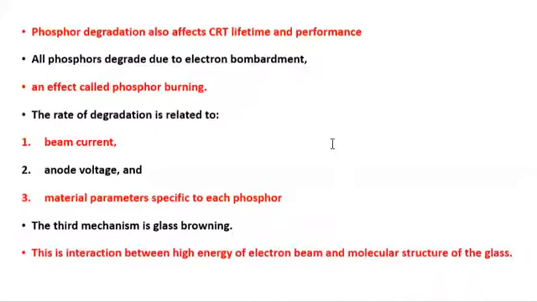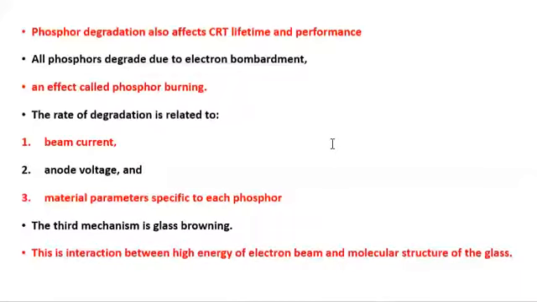All these phosphors degrade, that is, their quality reduces due to the electron bombardment I have already talked about. Whenever electrons are incident on the phosphor, they create a problem that we call phosphor burning. The rate of this burning, that is this degradation, depends on three parameters. The first one is the beam current: the higher the current, the higher the degradation. The second one is the anode voltage, and the last one is the material parameters specific to each phosphor, that is, the selection of the materials for manufacturing the phosphor screen.